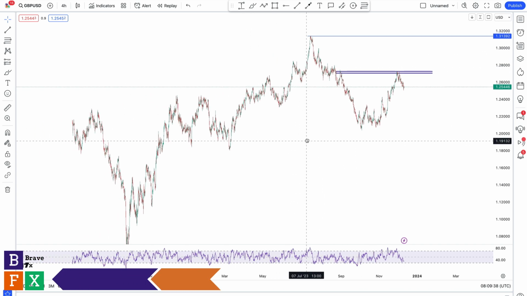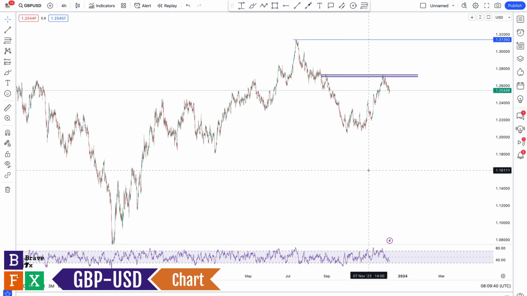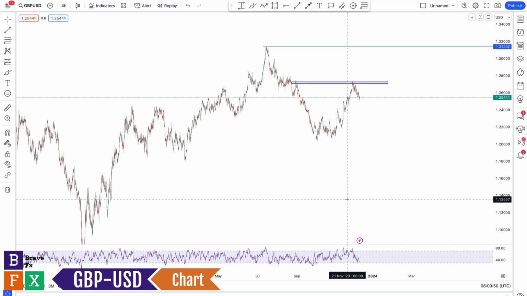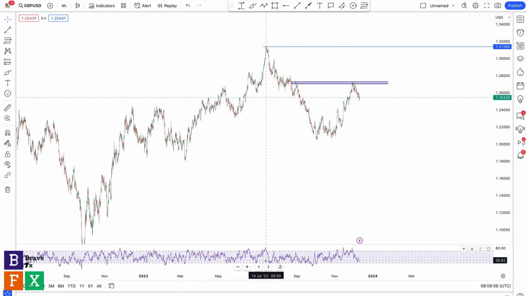So GBP-USD, this chart isn't as clean as I wanted it to be. I didn't want to talk about this, but I just figured you guys have been screaming at me to make some currency pair analysis. So that's why I picked out GBP-USD. There's not a ton of good charts across the currency pairs right now.